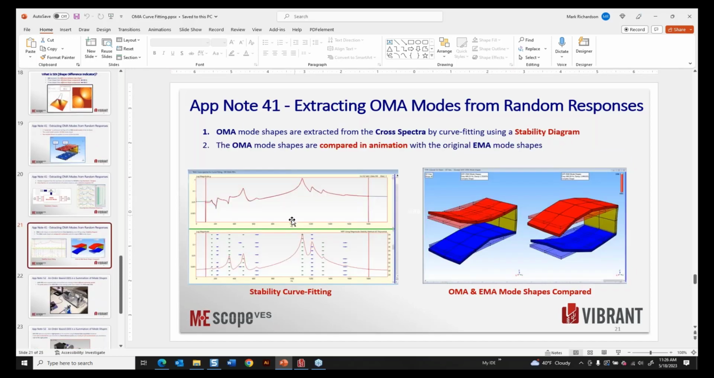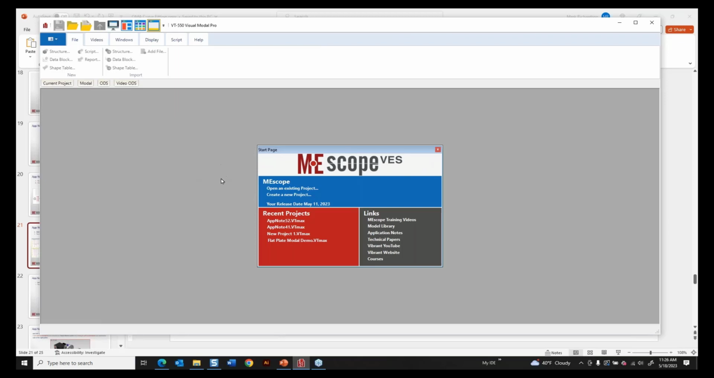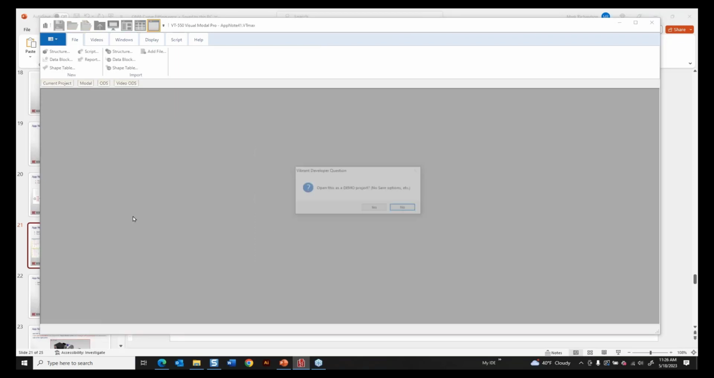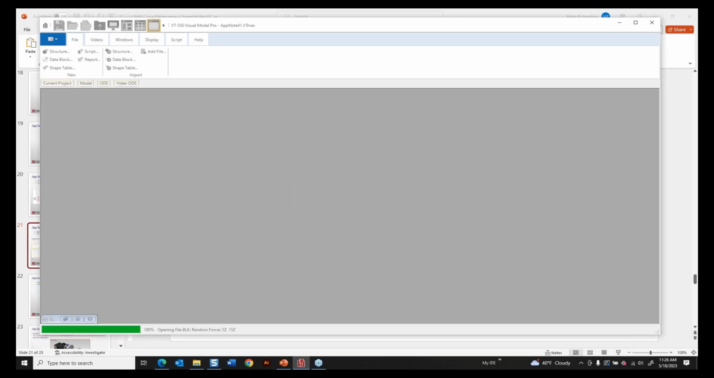Then we're going to go, okay, here's a picture of the curve fitting. And then we're going to compare the OMA mode shapes with the original EMA mode shapes that we used to simulate this random response due to the 2 random forces. So let's go ahead and do that. All right, so app note 41, the VT-max file, which is an MEscope file where we store all the data for MEscope.